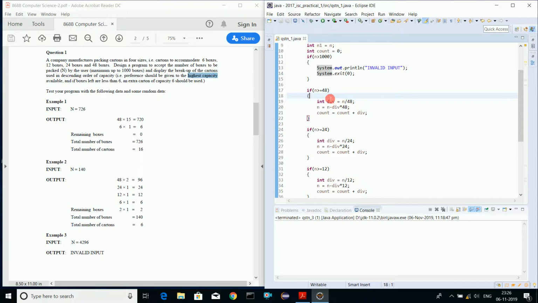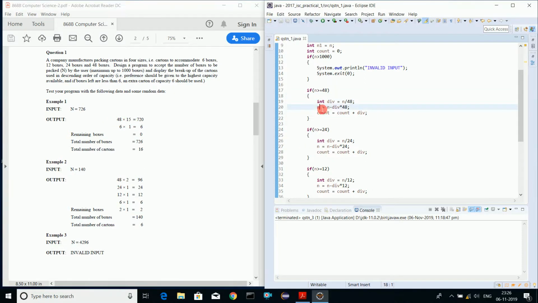So I will have the number divisible by 48, I'll have the quotient, and I'll subtract the quotient times 48 from the total. In the case of 726, if I divide 726 by 48, I will get 15. So I will now have 15 cartons. But I need to subtract 720 from 726, because 720 has already been allocated to 15 cartons. So I'll subtract to get the total number of boxes left. That will be n equals n minus quotient into 48. For example, 726 minus 48 into 15, so it will be 6.